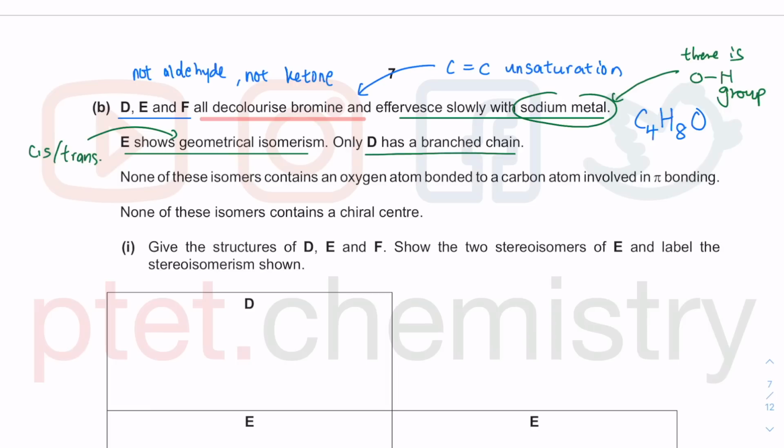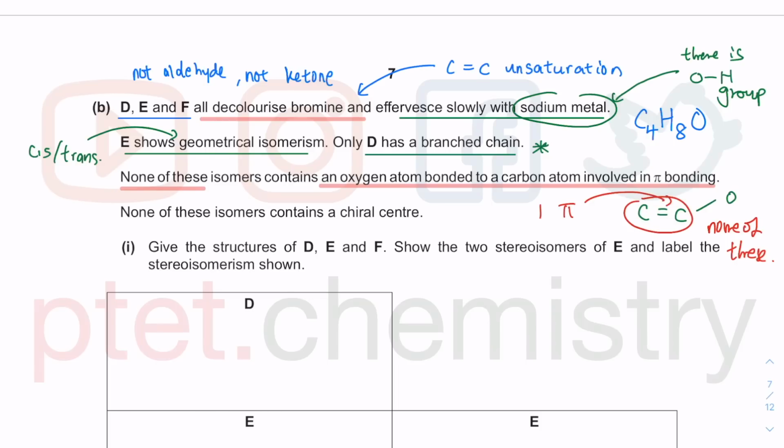Only D has a branch chain. None of these isomers contain an oxygen atom bonded to a carbon atom involved in a pi bond. So we do not have this, nothing like this. We have a carbon involved in a pi bond, but we do not have any oxygen atom bonded to a carbon involved in this carbon-carbon double bond, which is a pi bond, 1 pi and 1 sigma bond there. None of these isomers contain a chiral center. So no chiral center, remember.